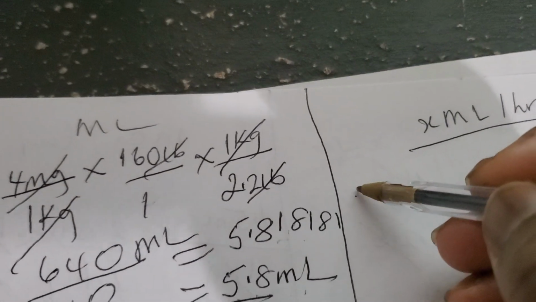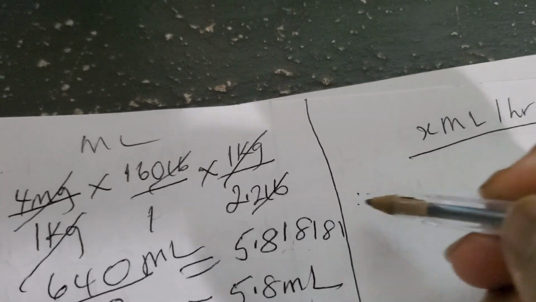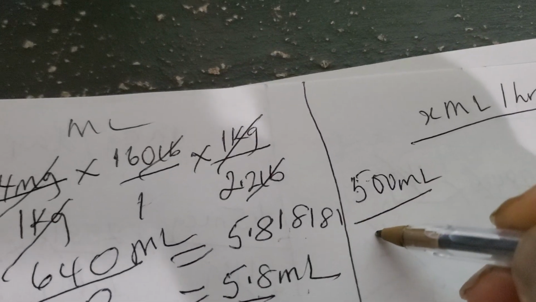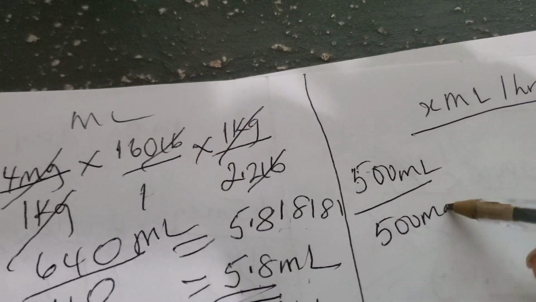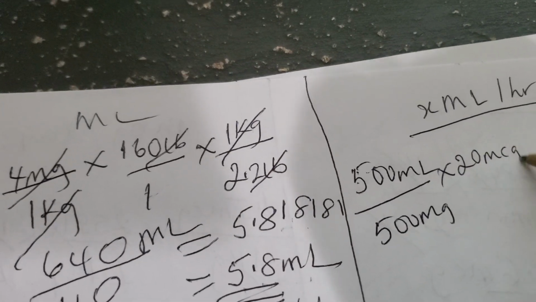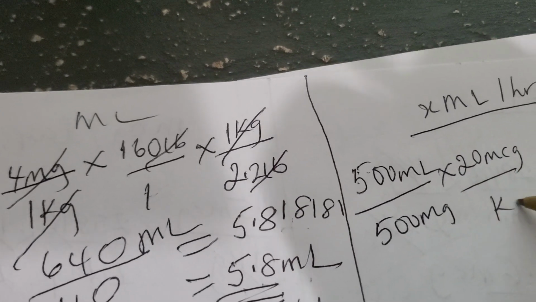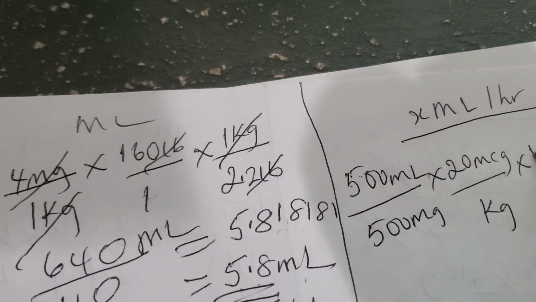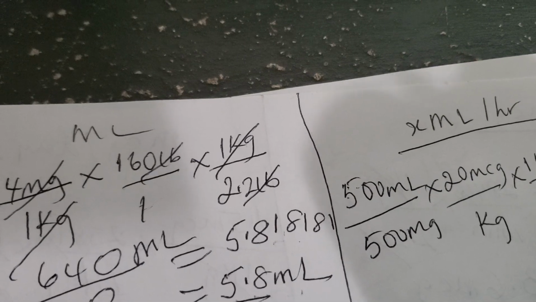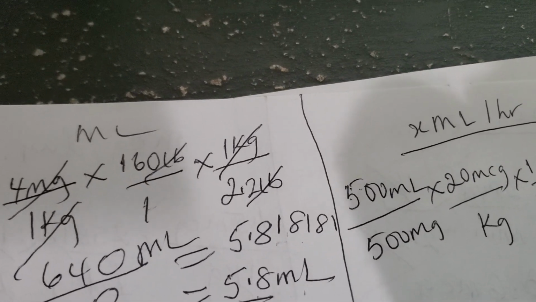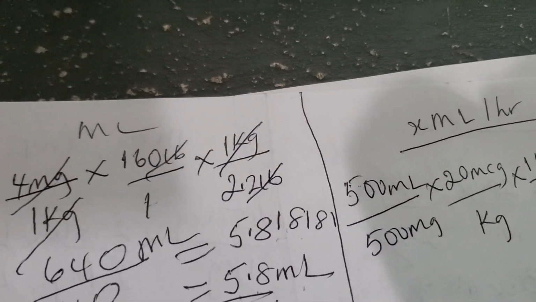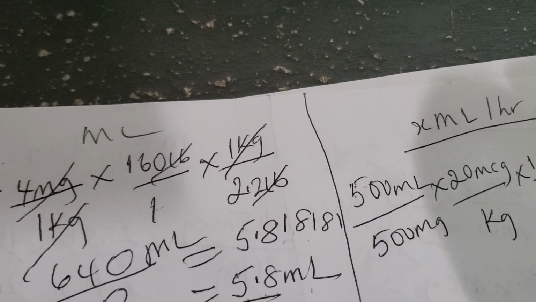So because I need ml to be the final answer, I'm going to put 500 ml on top, and then I'll put 500 milligram at the bottom. We have 20 microgram per kilogram. And then we have 160 pound per 1 minute. And then 60 minute will give me 1 hour.